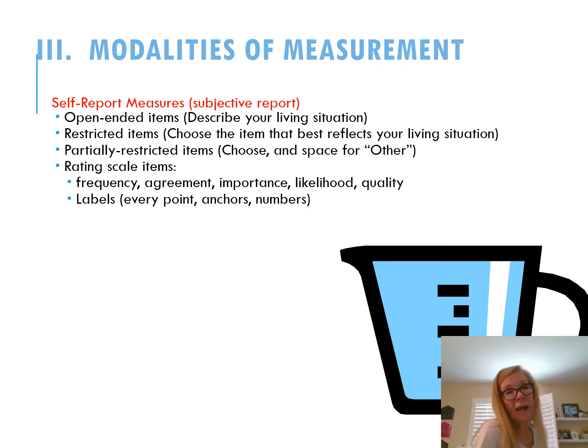If you want kind of a happy medium, you could choose partially restricted items. So, for example, you could say, choose the item that best reflects your living situation, and then leave a space for them to respond if they have a situation that is not offered to them in those restricted items. That's sort of trying to capture the best of both worlds.